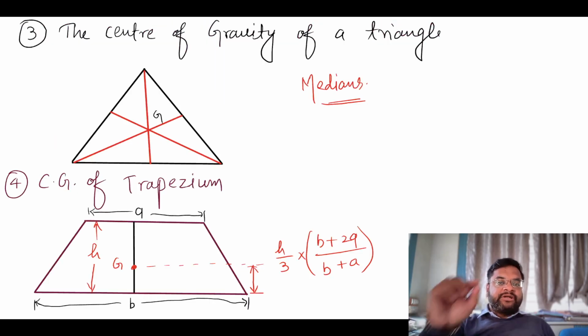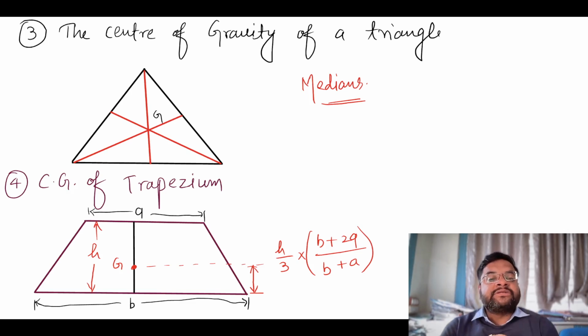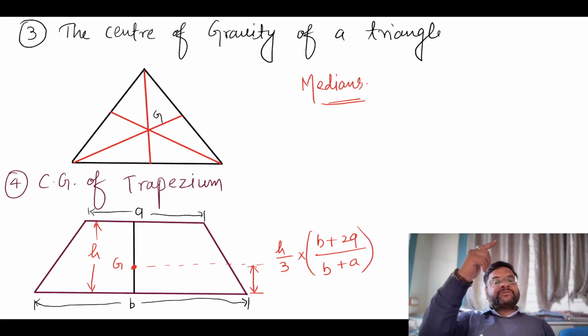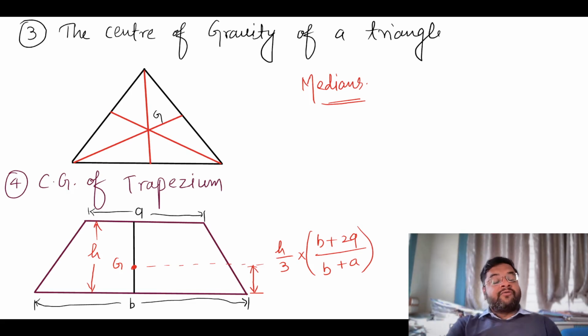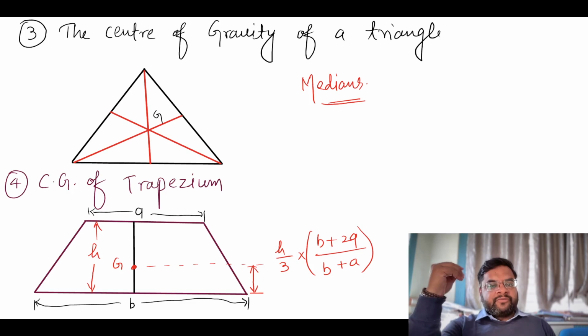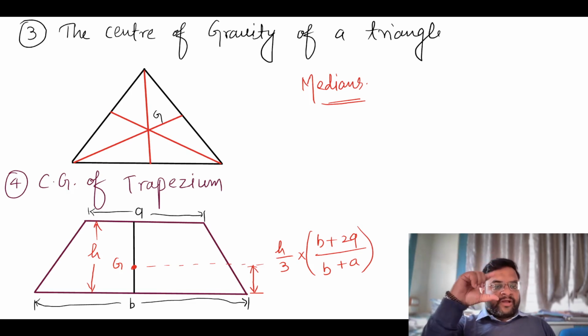The third one is the center of gravity of a triangle. The center of gravity of a triangle is where its medians meet, and a median is the line which bisects a side of the triangle and meets the opposite vertex. So where the medians meet is called the center of gravity of a triangle. If h is the height of the triangle, then h by 3 is where the medians meet.